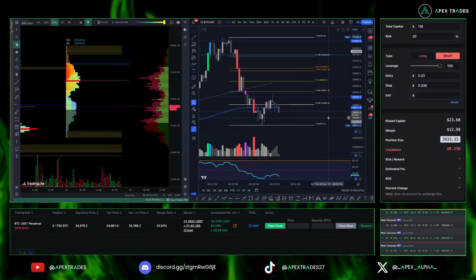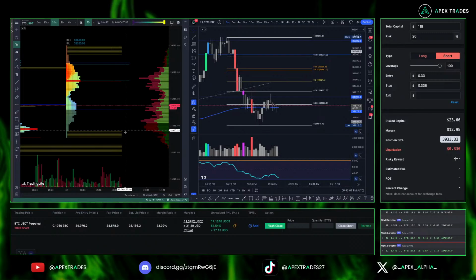I'd like you to come and test this value area low here. The 200 now is providing some good resistance and support.